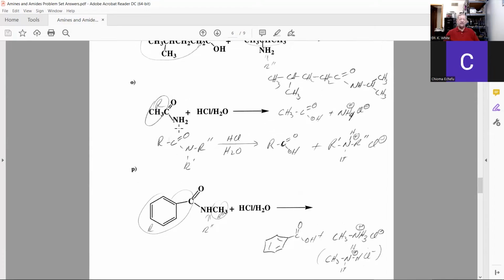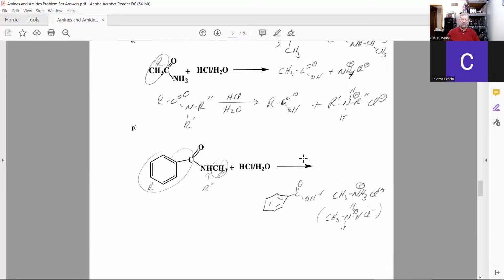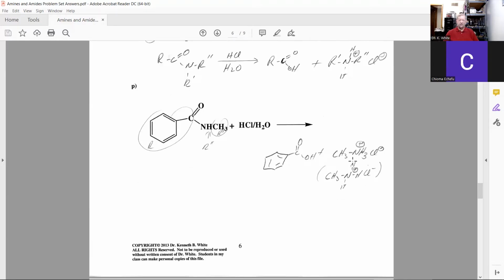And in this case, our R prime and our R double prime are hydrogens. So notice you have NH4 plus and chloride here, and R here is methyl. Here, our R prime is methyl, our R double prime is hydrogen, with HCl and water, and R is the benzene ring. You get back this carboxylic acid. And again, remember, you get this amine salt. R prime is methyl, R double prime is hydrogen, which you can write either of these ways.